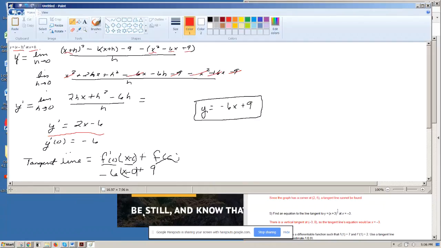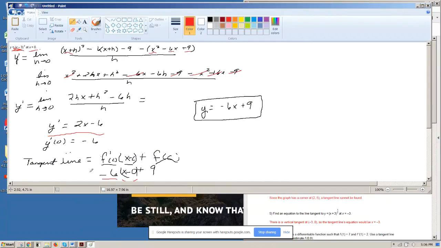So to create my tangent line expression, some use an L of x. I just wrote the word tangent line, just so you know that's what I found. My derivative evaluated at c was negative 6. Then the x minus c, so I just put x minus 0, plus my function evaluated at 0. So when I put 0 into my original function up here, I get the value of 9.